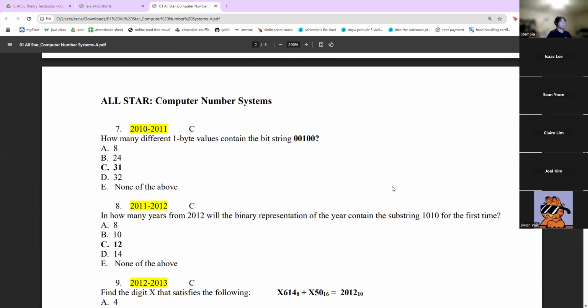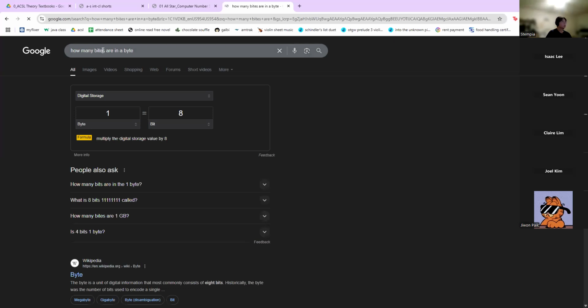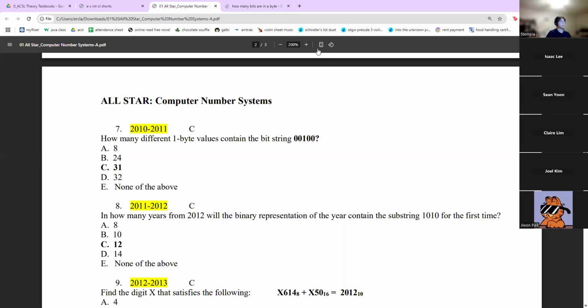I think the important thing to keep in mind here is when it says 1 byte, a byte is made up of 8 bits. Oops, I think it's bits of a byte. Yeah, 1 byte is equal to 8 bits. So basically, this is saying if we have an 8 bit string like this, 1, 2, 3, 4, 5, 6, 7, 8, how many different configurations of the string where we can plug in zeros and ones will have a bit string substring of 00100? That's the first thing that you need to understand.